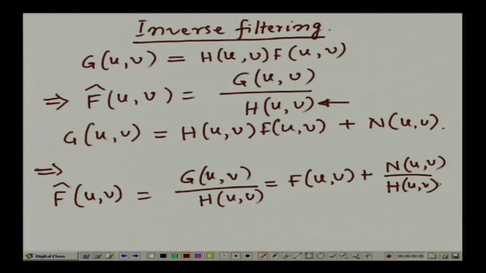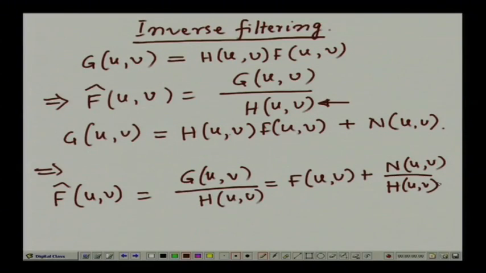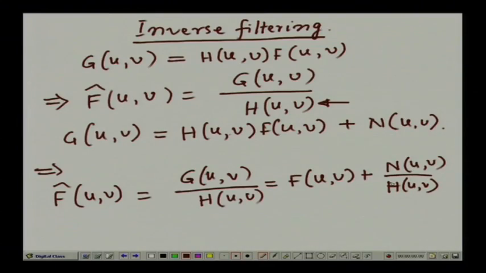So, this expression says that even if H(u,v) is known exactly, perfect reconstruction may not be possible, because we have seen earlier that in most cases the Fourier transformation coefficients are very, very small when the values of u and v are very large. So, for those cases the term N(u,v) by H(u,v) will be very high, which means the reconstructed image will be dominated by noise, and that is what is obtained practically also.